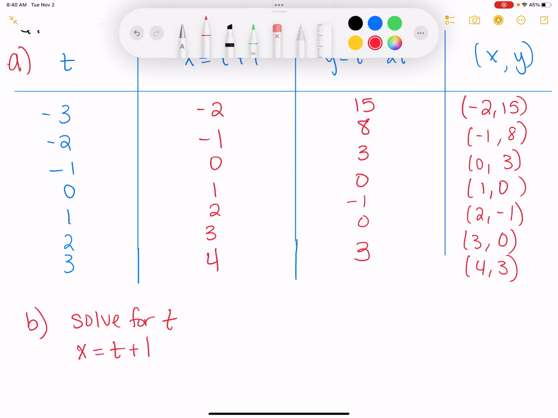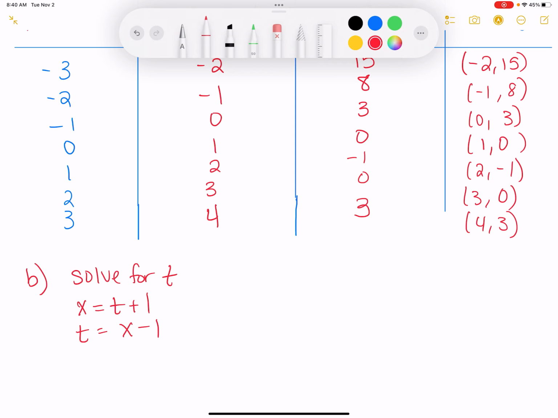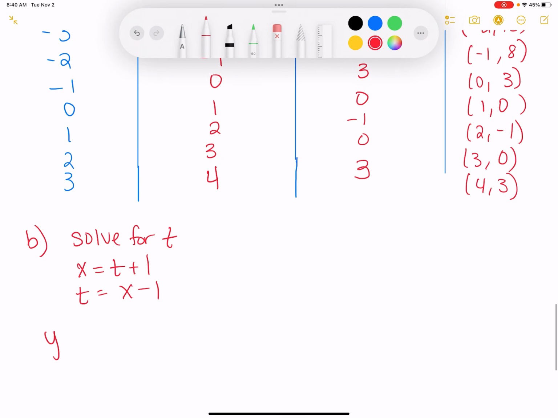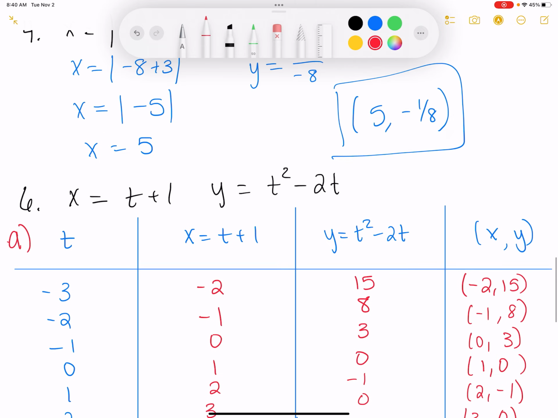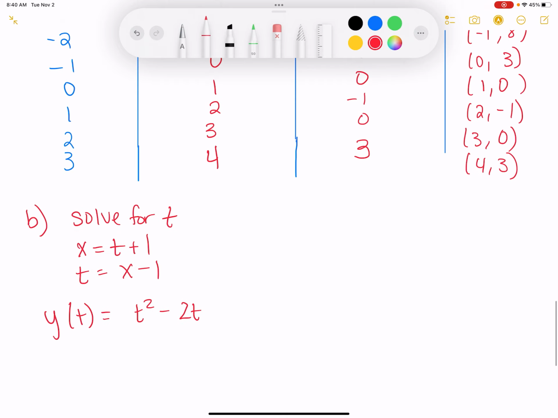We should subtract 1. So t is equal to x minus 1. So then now I want y as a function of x. That means I'm going to get rid of the t's from my y equation, which was t squared minus 2t. So y of t is equal to t squared minus 2t. And anywhere I see t, I'm plugging this in. So x minus 1 squared minus 2 times x minus 1.